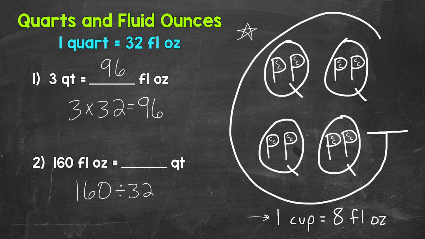And 160 divided by 32 gives us 5. So 160 fluid ounces equals 5 quarts. So there you have it. There's how many fluid ounces equal a quart, 32, along with some conversion examples.